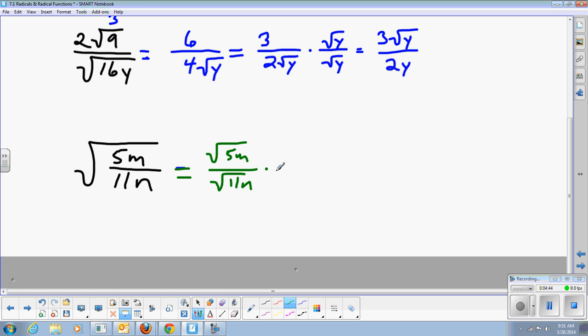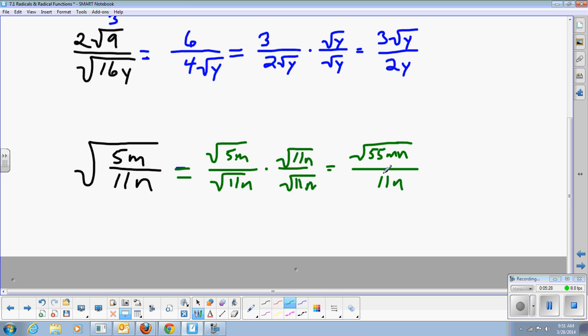And now I will multiply both numerator and denominator by the irrational number in the denominator, which is the square root of 11n. I do it with both of them. And what does this equal? Okay, I have the square root of 5m times the square root of 11n gives me the square root of 55 times m times n, all under my square root symbol, all over the square root of 11n times the square root of 11n, which is 11n. And at that point, I'm done. I have a rational number on the bottom.